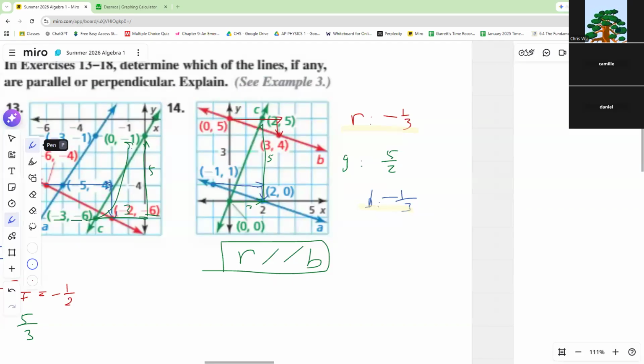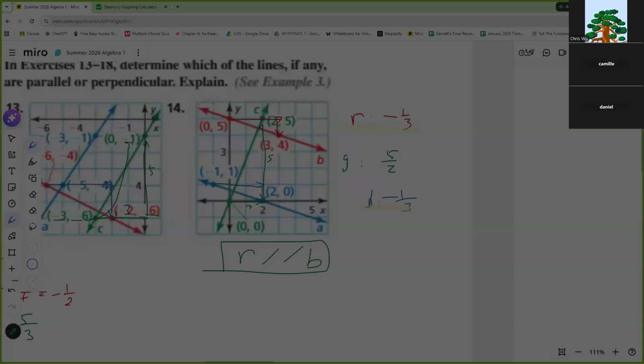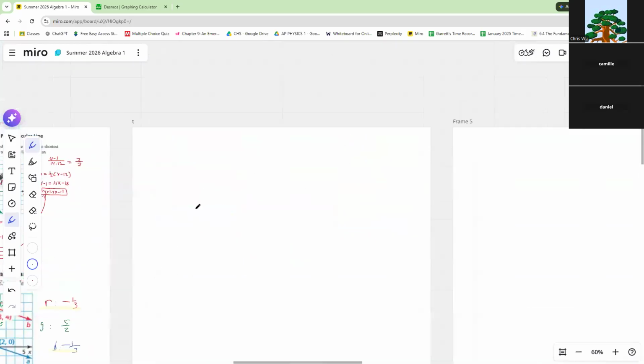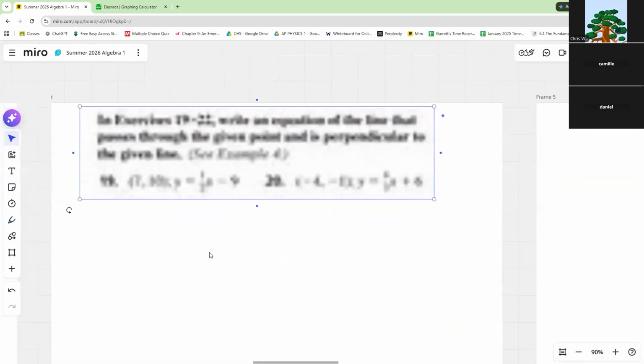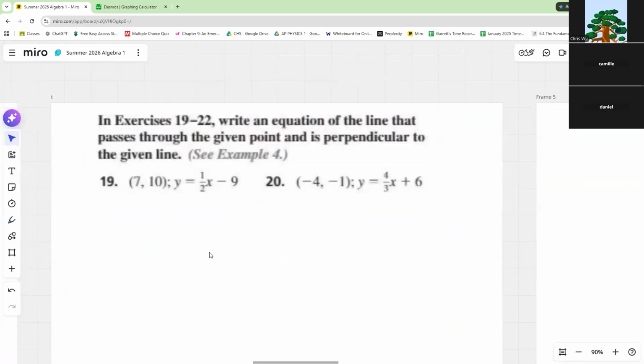Go ahead and resume. Okay, so that's finding them from the graph. Now we are going to see if we can find equations that are perpendicular to these lines given points. So these two practices. The first one gives you the point (7, 10) and an equation y equals 1/2 x minus 9. You are to find a line that is perpendicular to the given line and going through the given point.